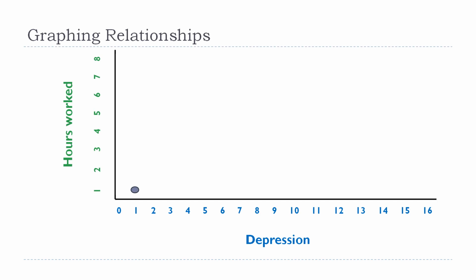Let's call them Jose. And then Julia has a 1 and a 1 as well. Now, normally they would just be overlapping, but I'm just showing you a little offset so you can see that there's 2 people there, but both of them scored a 1 and a 1. And then we have another person, let's call him Mark.